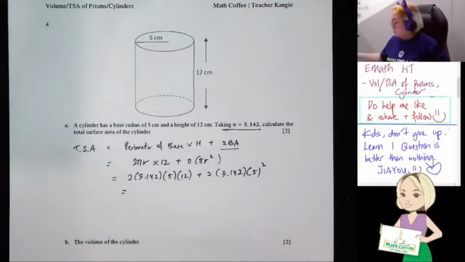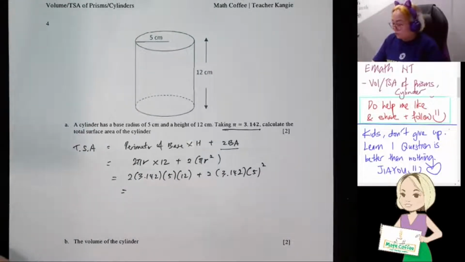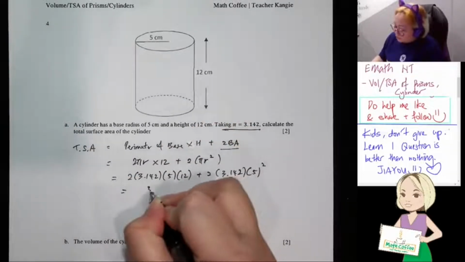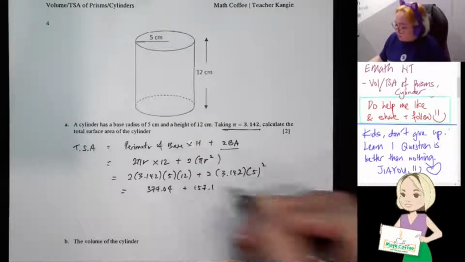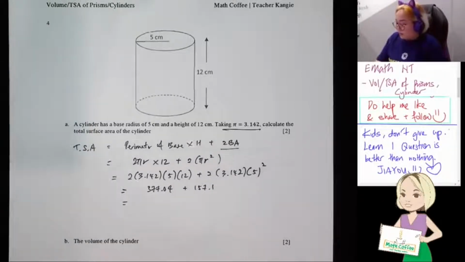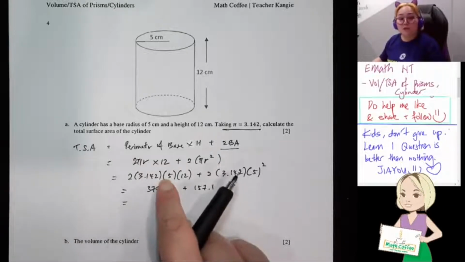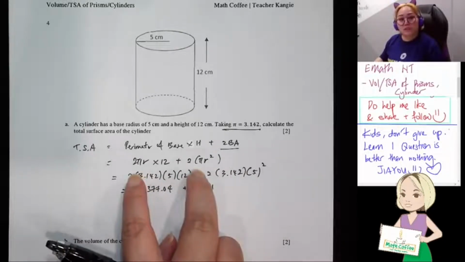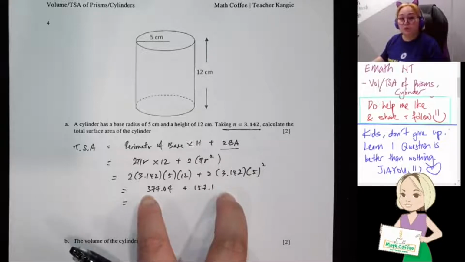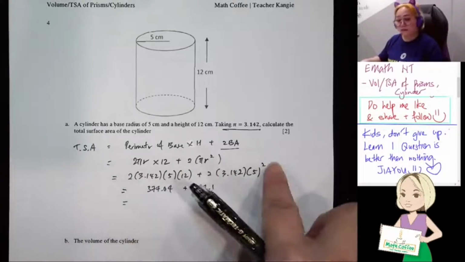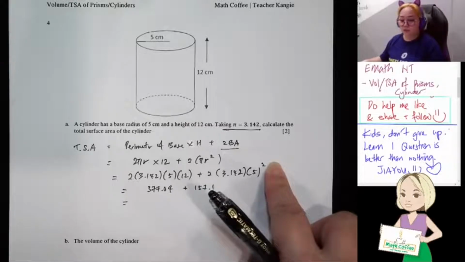So let's work it out and see what's the value. 2 times 3.142 multiplied by 5 multiplied by 12 will give us 377.04, plus 2 times 3.142 times 5 squared, and that will give us 157.1. You can see that I'm always not very ambitious. I like to press the calculator, put in the value, press the calculator, put in the value, then I do one more time. Some students are super ambitious, they write from here all the way until here. The chance of mistake is very high. Don't take such a risk.